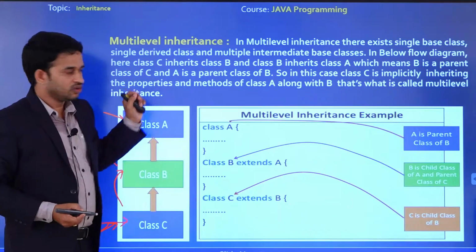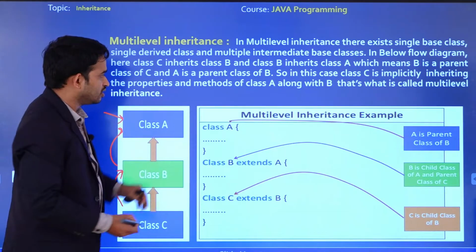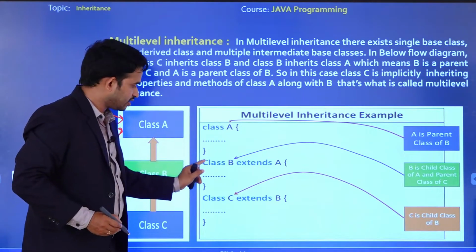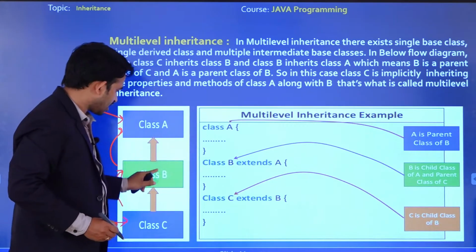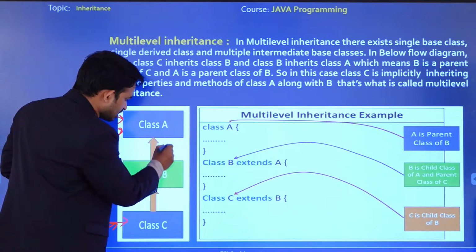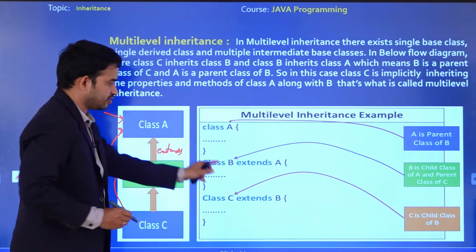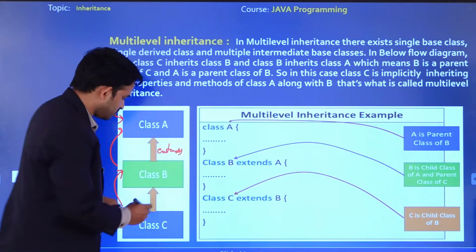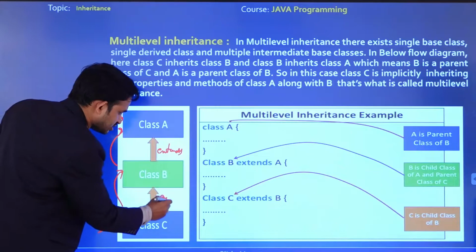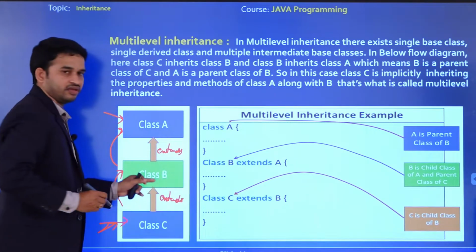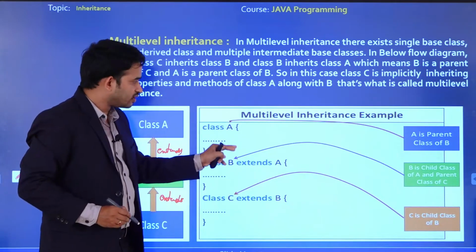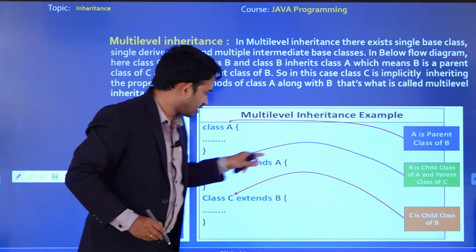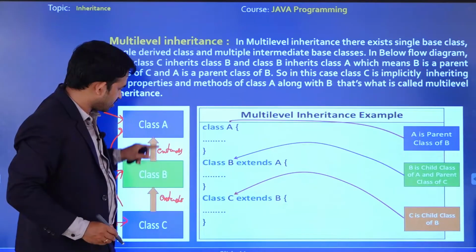This is the example of multi-level inheritance. In a syntactical manner, what is the representation of multi-level inheritance? Here, this is the example: class A. Class B extends A. So this is the syntax, right? Next, class C extends B, class C extends the properties from class B. So this is the syntax of multi-level inheritance. What is the meaning here? A is the parent of class B.